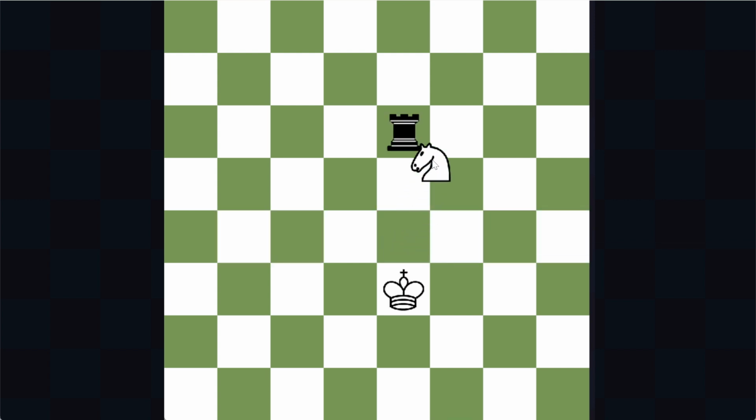For knights, we just need to check whether it's pinned, and if it is, it can't move, so that's quite simple. And for pawns, we just need to check one edge case, which is if the pin is vertical. Otherwise, the pawn can't move either.